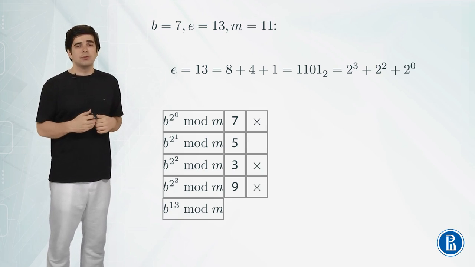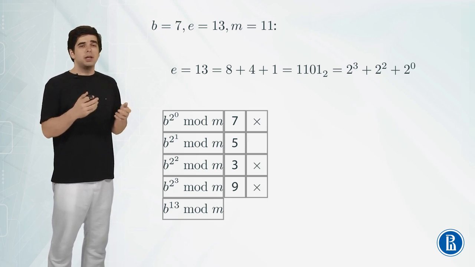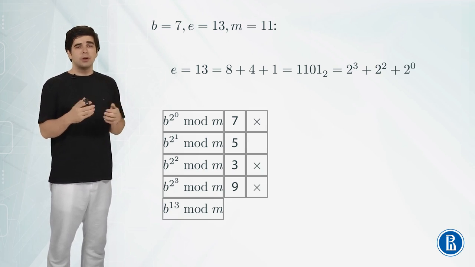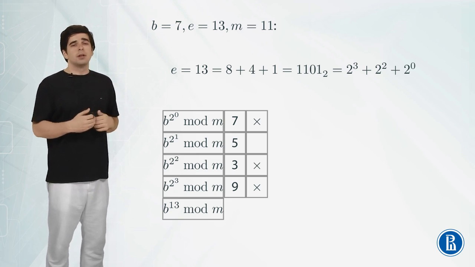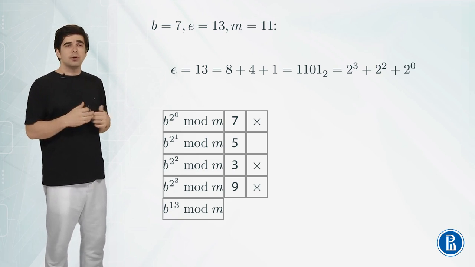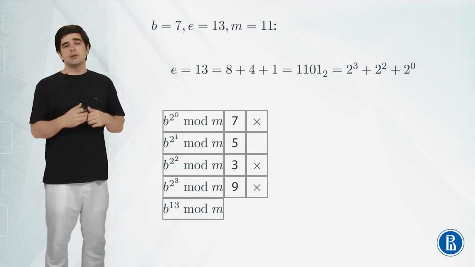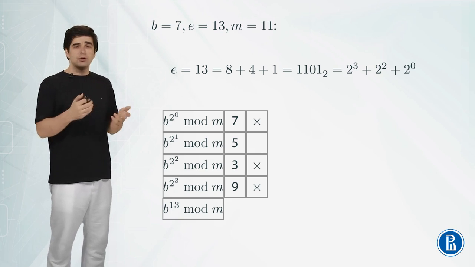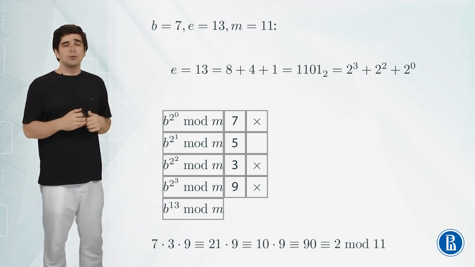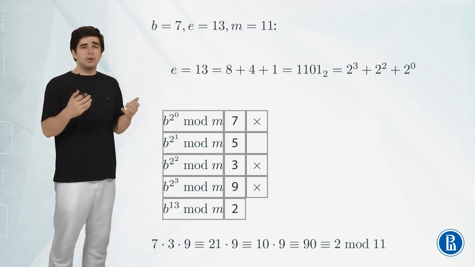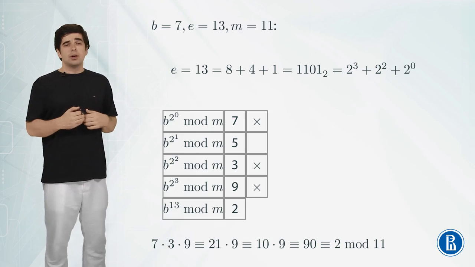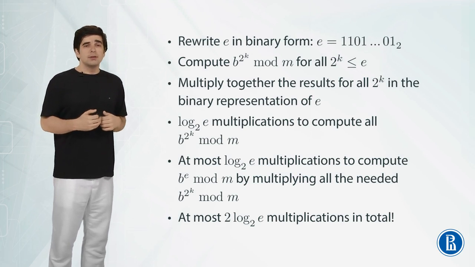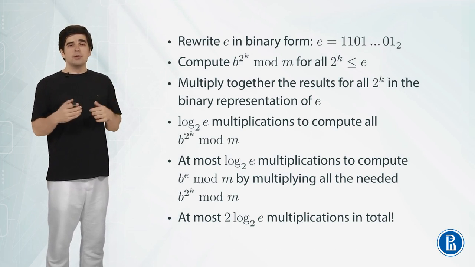In this case, we need to multiply the remainders for b to the power of 1, b to the power of 4, and b to the power of 8, which is 7 times 3 times 9. 7 times 3 is 21, which gives a remainder 10 modulo 11, and then 10 times 9 gives a remainder 2 modulo 11, and then in the end we conclude that b to the 13 modulo m is equal to 2.